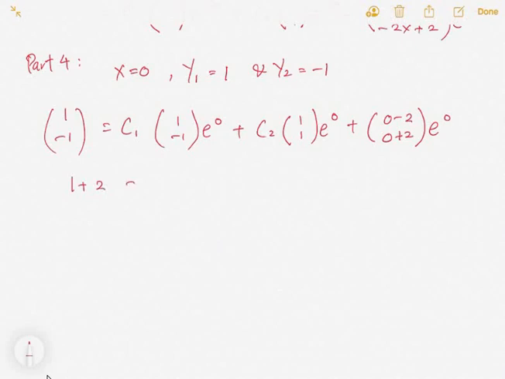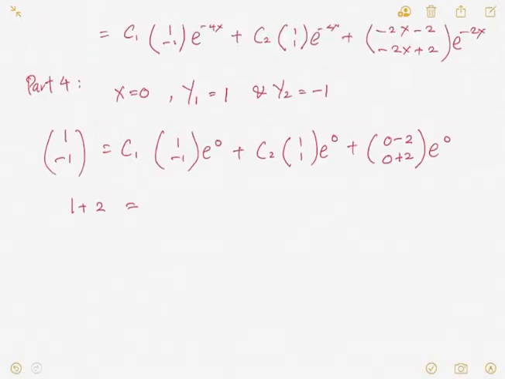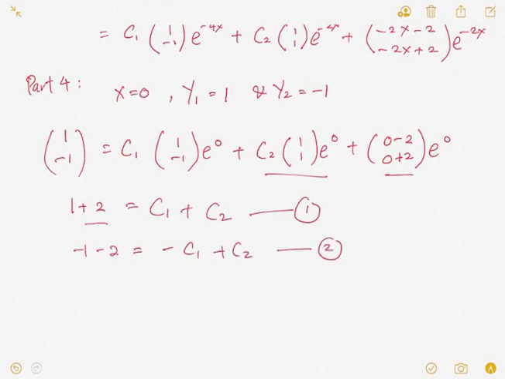So you have 1 equal to C1 plus C2, with the yp term being minus 2, so minus 2 you bring back to become plus 2. So this is equation 1. For the second one, you have negative 1, so you plus 2, bring to the left hand side, the negative 2 or minus 2, equal to negative C1 plus C2. So this is equation number 2.